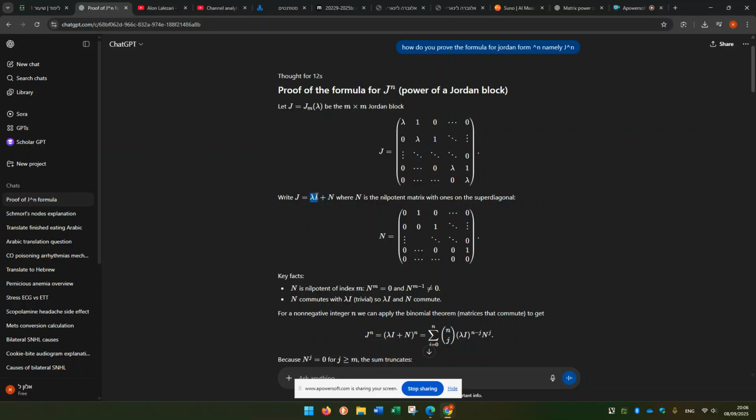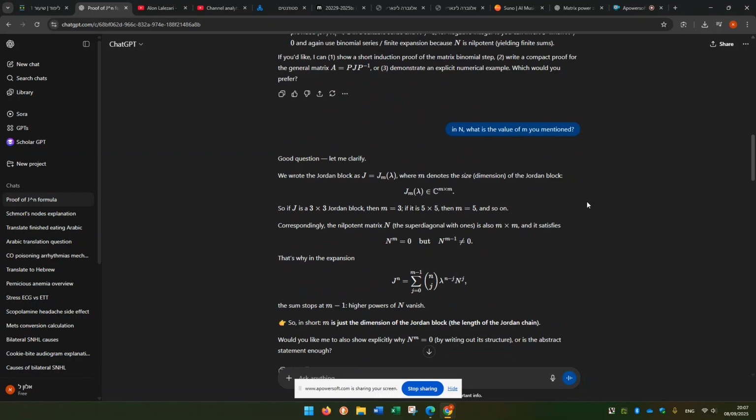Lambda I is the identity matrix multiplied by lambda, so this matrix is just lambda on the diagonal and everywhere else 0. And N, which is a nilpotent matrix, is just the part of the ones on the first super diagonal. So this is N. Now there is, let's call it a lemma, that says that a nilpotent matrix like this, of size m on m, is nilpotent to the power of m, namely N to the power of m equals 0, and N to the power of m minus 1 is not 0.